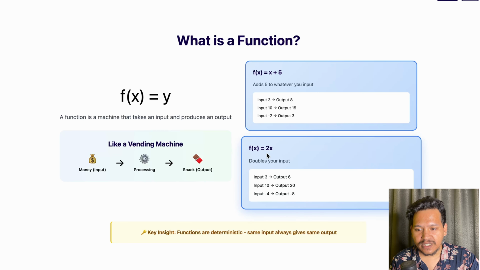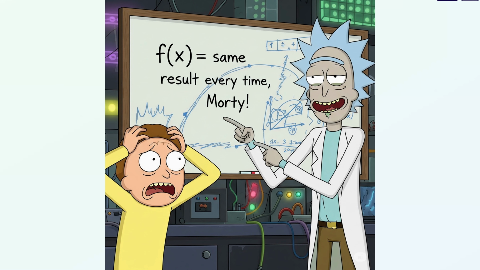Now let's look at the next example, that is f(x) = 2x. What does it do? It simply doubles your input. If your input is 3, then the output will be 6. If your input is 10, the output will be 20. If your input is minus 4, the output will be minus 8. The key insight is that functions are deterministic. The same input always gives the same output.